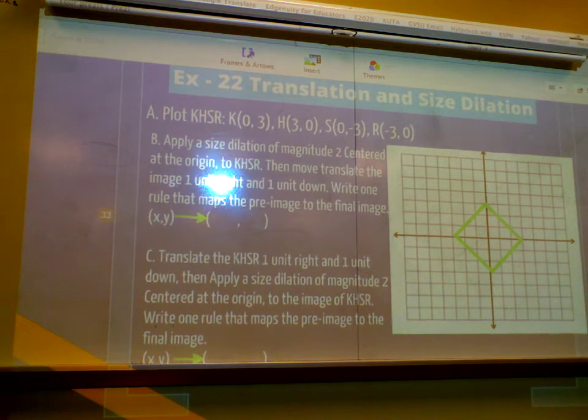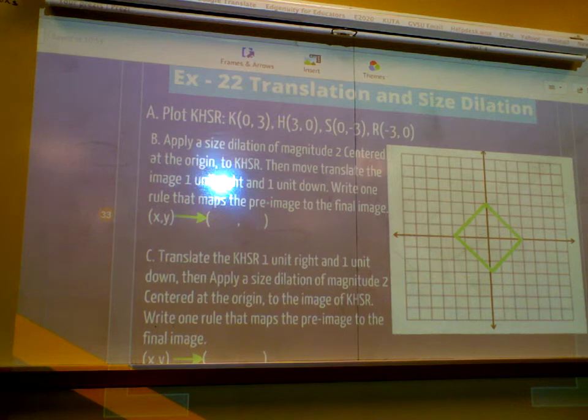All right. Now, guys, this is nothing new. It's just the same thing. We're just going to do it twice now. Instead of just doing one transformation per figure, we're going to apply it twice. Okay. So plot K, H, S, R. Plot it on your paper, please.